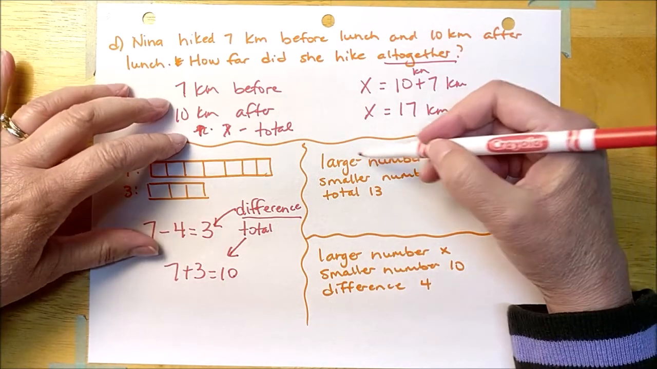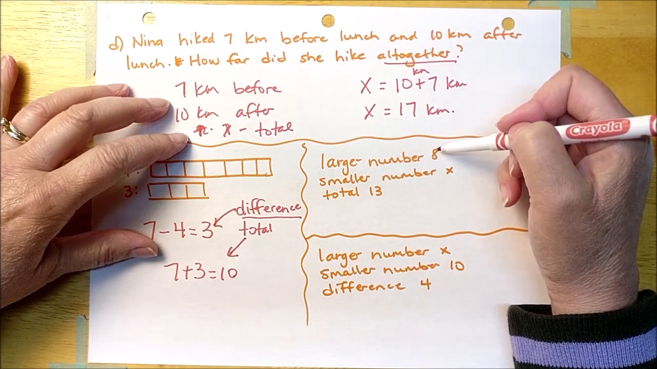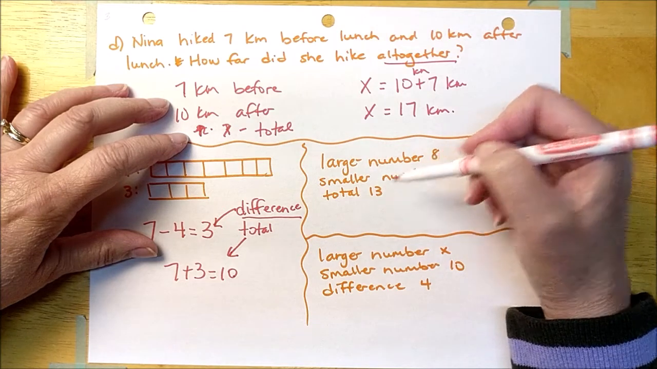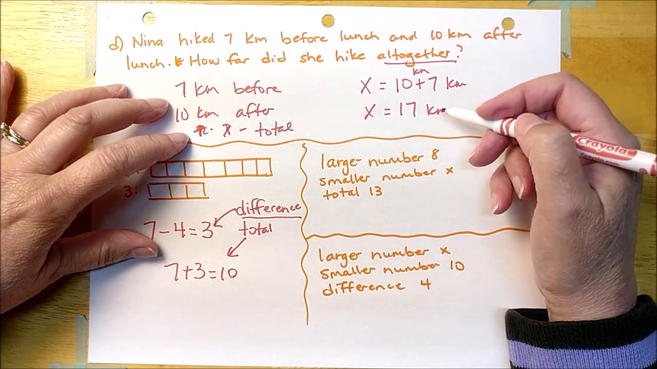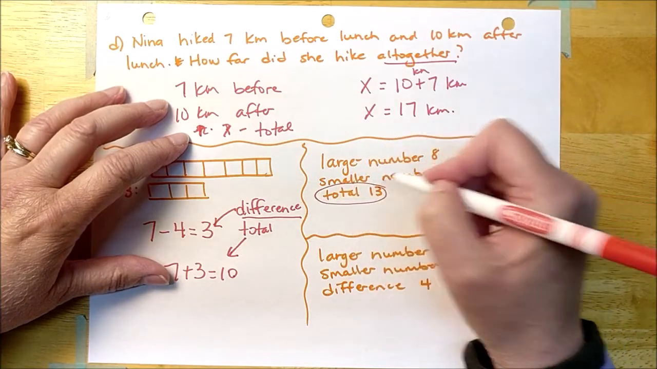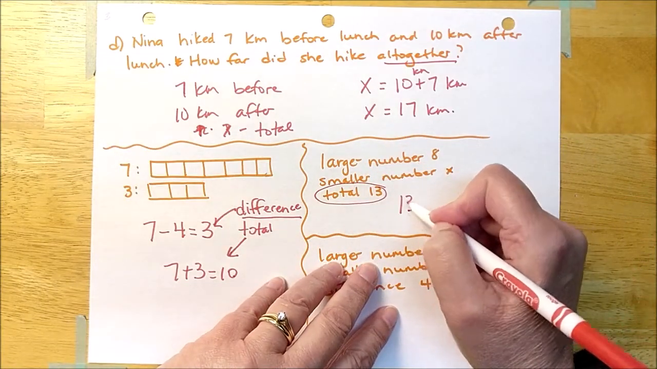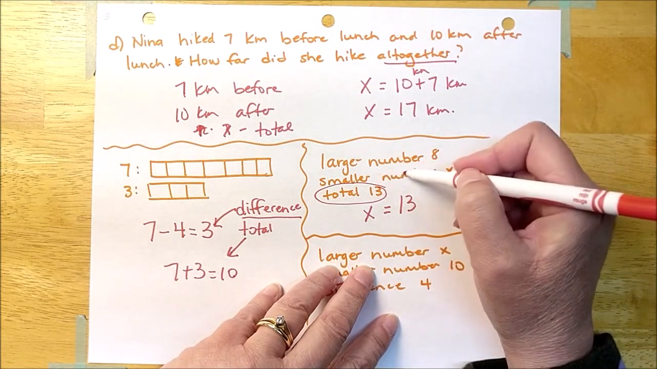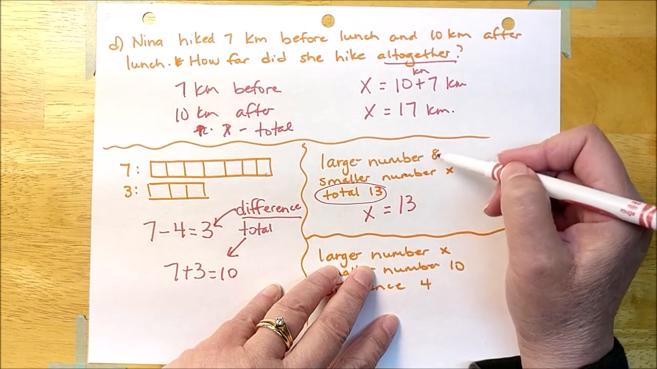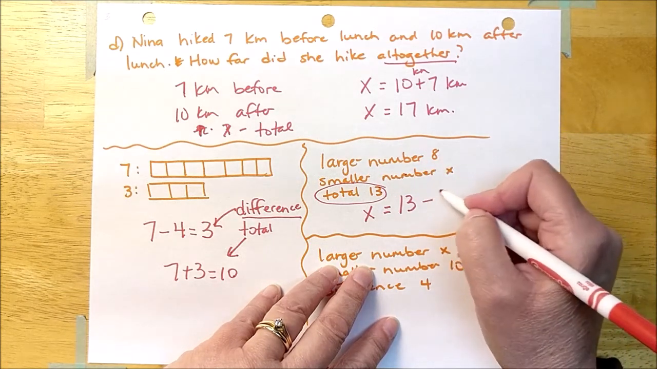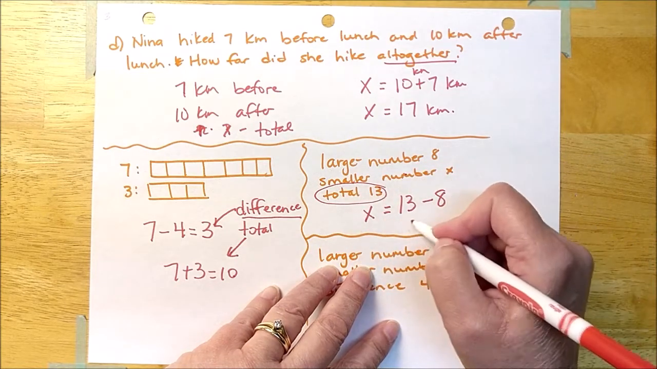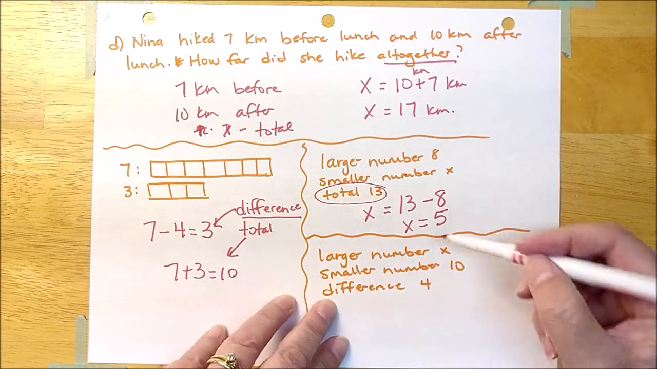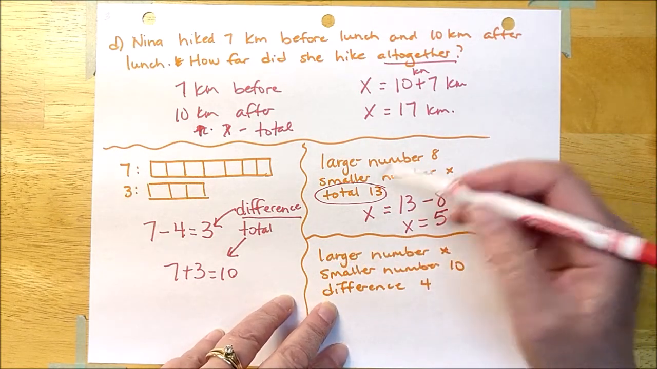Awesome. Here it says we have our larger number is 8. We don't know what our smaller number is, but our total is 13. So to figure this out, we know our total, so we know our big number. And we don't know what X is, so X is what we're missing. So we know one of the numbers, we know the total, we don't know another number. So we are going to subtract to get a smaller number. So X equals 5.